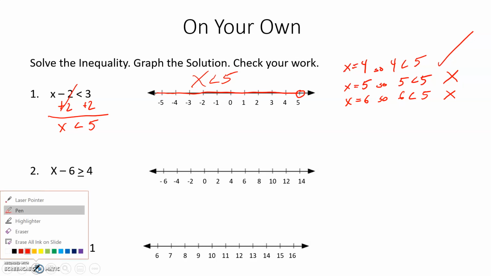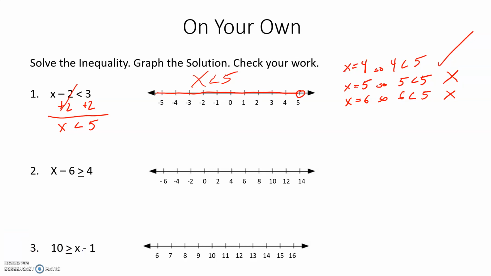Okay, number 2. x minus 6 is greater than or equal to 4. So I'm going to add 6 to both sides. Plus 6, plus 6. They cross each other out. So I'm left with x greater than or equal to 10, because 4 plus 6 is 10. Use a closed circle this time because 10 can be the value of the inequality. And x is going to be greater than or equal to 10.